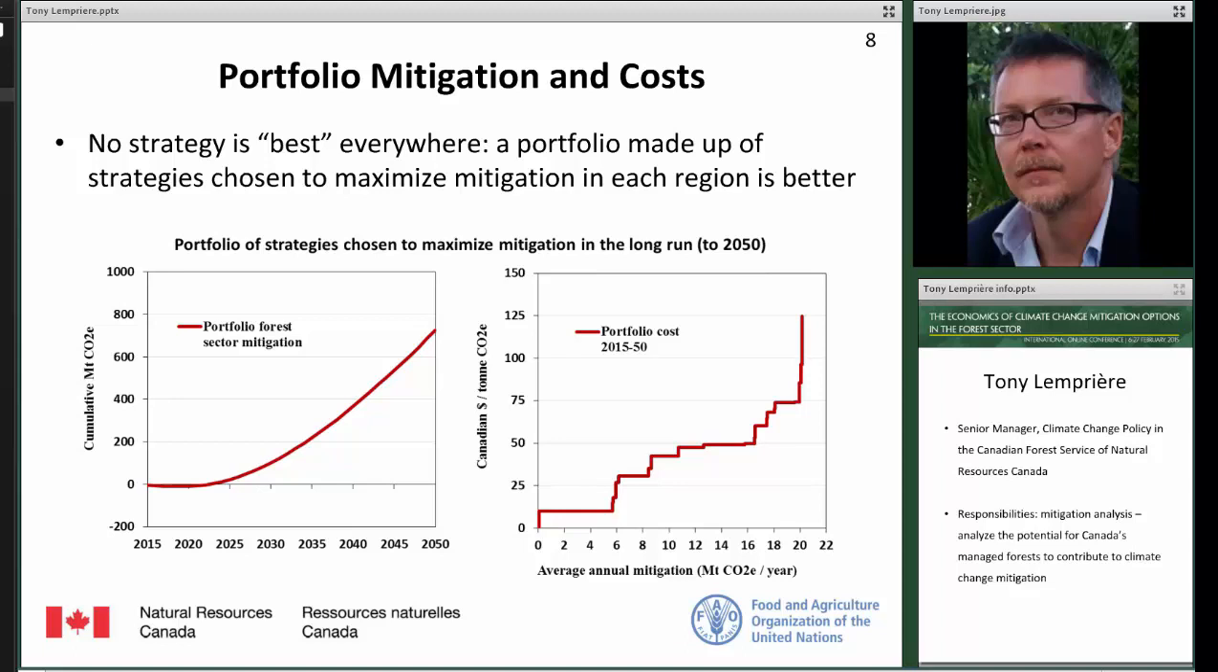The figure on the right shows the cost curve for that portfolio. It shows that an average of about 20 megatons per year could be achieved at costs up to $100 per ton. Now, the figure on the right is showing average annual mitigation over the whole period. And so, of course, there's relatively little mitigation in the early years and much more in the later years. And that same conclusion can be deduced from the curve on the left.